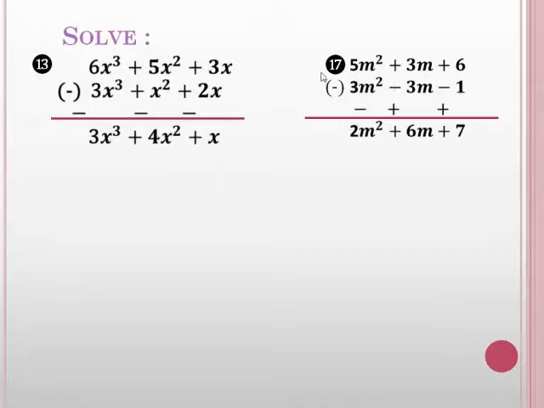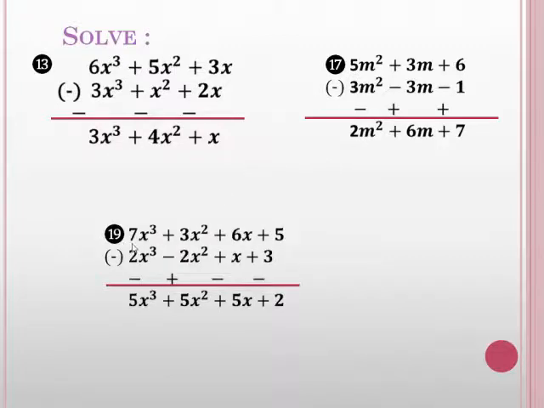There is another question, question number 17 from the same exercise. 5m square plus 3m plus 6, and 3m square minus m plus 1. Plus 6 minus 1 is plus 7, 3m plus 3m is plus 6m, and 5m square minus 3m square is plus 2m square.